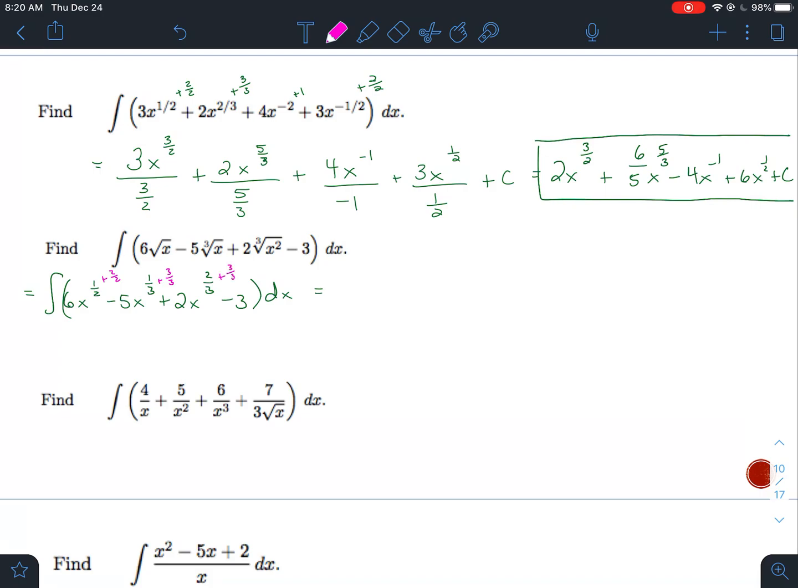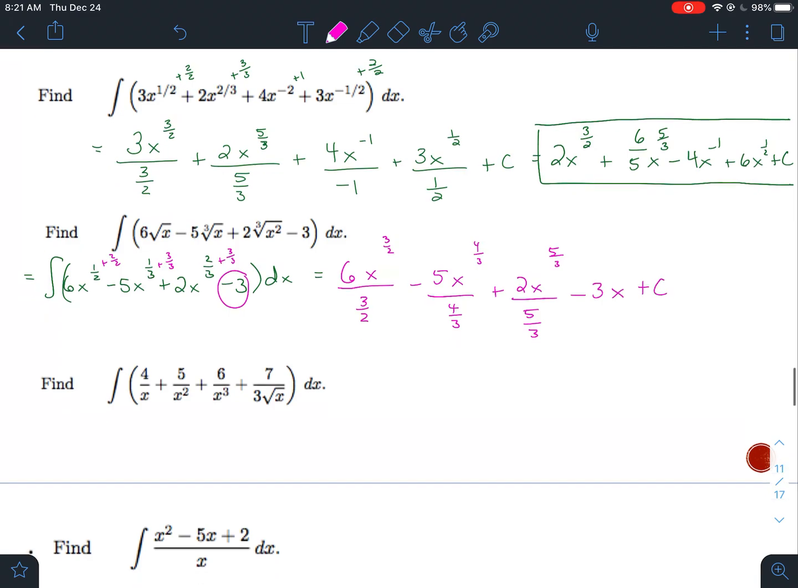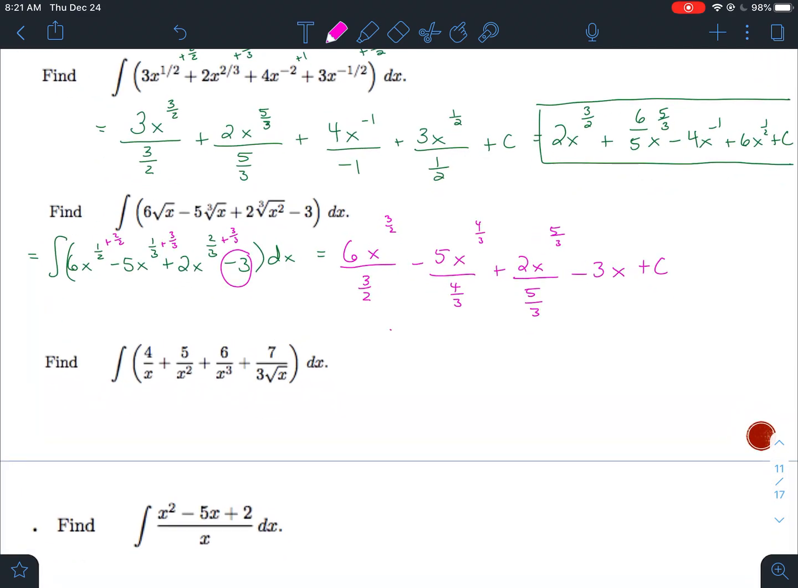And then we're going to get 6x to the 3/2, then divided by 3/2. And then minus 5x to the 4/3 divided by 4/3. And then plus 2x to the 5/3 divided by 5/3. And then the antiderivative of -3 would be -3x, because if I took the derivative of -3x, I'd get -3, and then plus c.